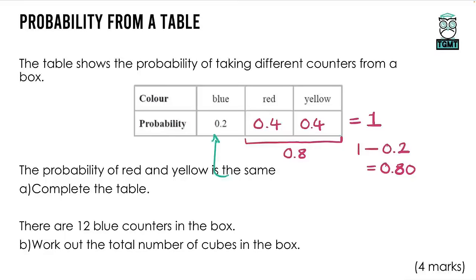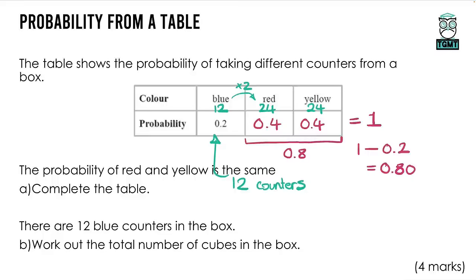Well, if we know that 0.2 here is 12 counters, this is a really nice one because 0.4 is just double that. So if 0.2 is 12 counters, we'll just write that here. Then next to that, which is double, we would times that by 2, and that would be 24 counters. And yellow is exactly the same, so that would be 24 counters as well. So actually this is a really nice one.